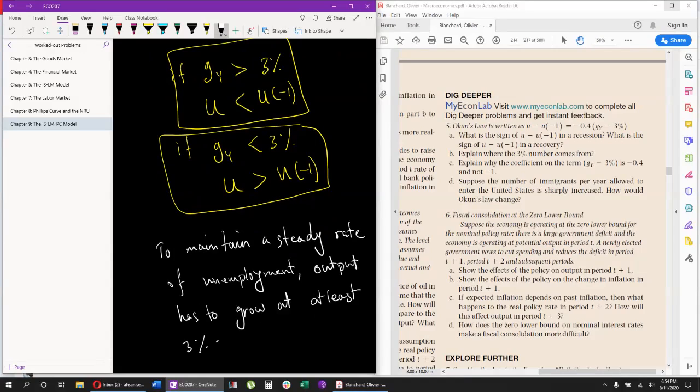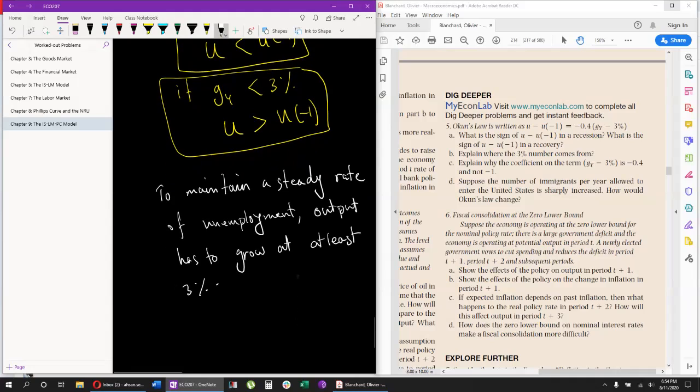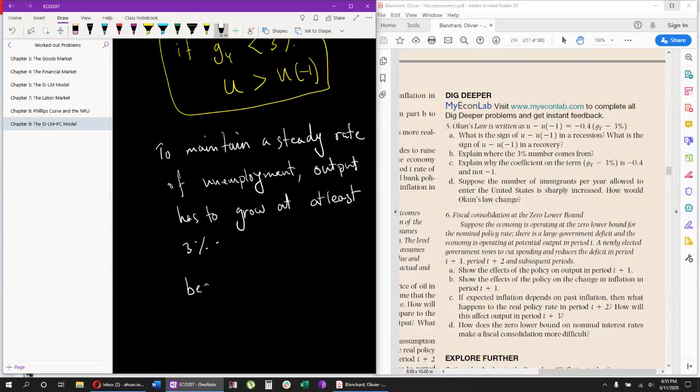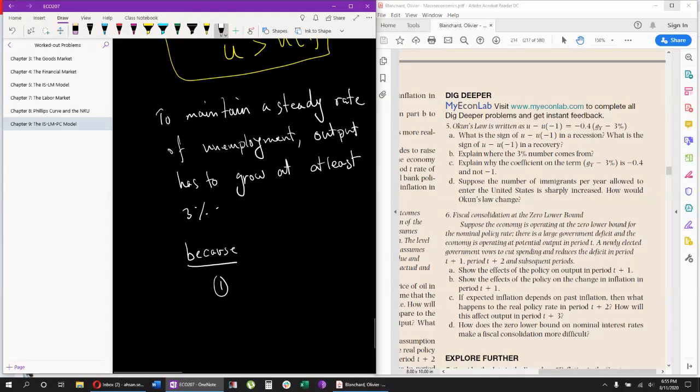Suppose unemployment is 4% in the economy. Just to maintain this 4% unemployment in the economy, forget about reducing unemployment, output has to grow by 3%. Why? Because of a few things. One, there is always a rise in population. So population growth.